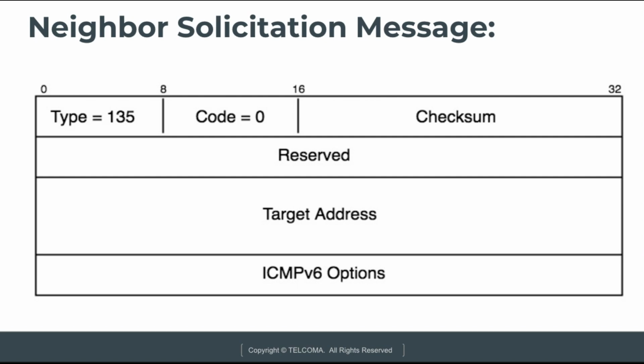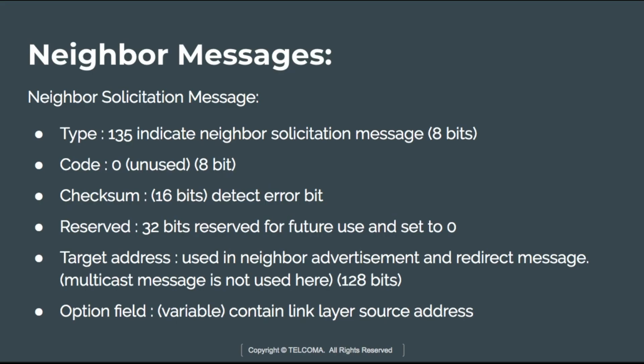This is the format of the neighbor solicitation message, having the type field equal to 135, code field equal to 0, then checksum, some bits reserved for future use, the target address, that is the particular neighbor to which we want to send this solicitation message, and the ICMP version 6 option. Here 135 in the type field indicates that this is a neighbor solicitation message, and it is 8 bits. Code is set to 0, that is, it is not used. Checksum is 16 bits and is used for detecting errors. Reserved bits are reserved for future use.